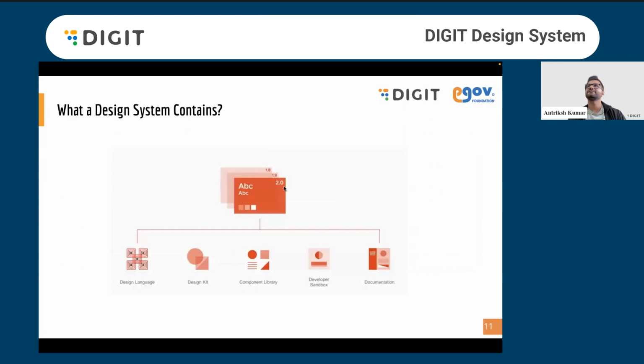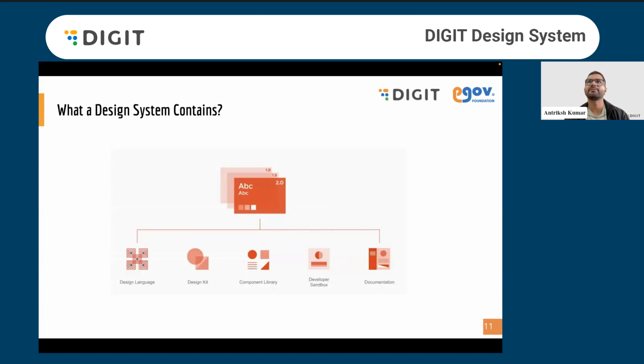Okay, so what does a design system contain? A design system will contain a design language, a design kit, a component library, a developer sandbox, and documentation. Design language basically tells what the design personality of the product is, where you define the foundations like colors, typography, shadows, spacing. Design kit is a design file, probably in Figma or Sketch, maintained by the design team, where other designers can also start designing on top of it.